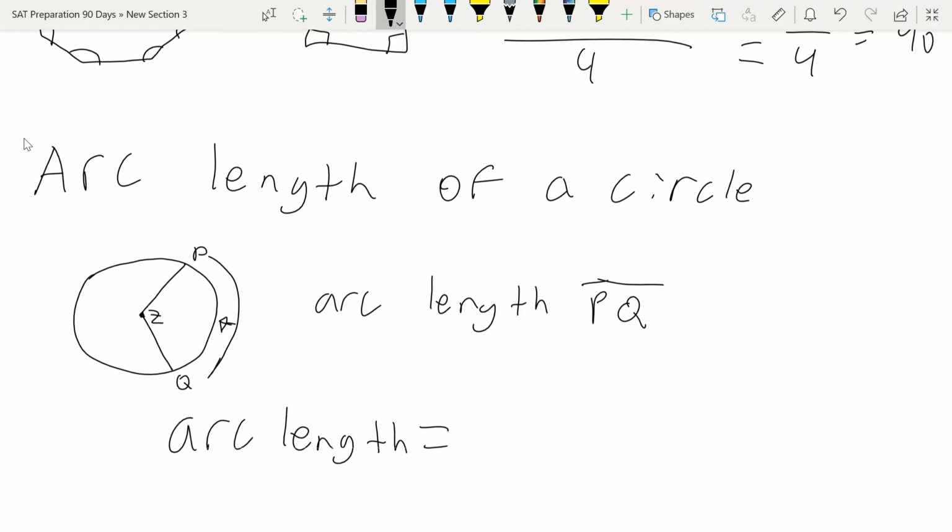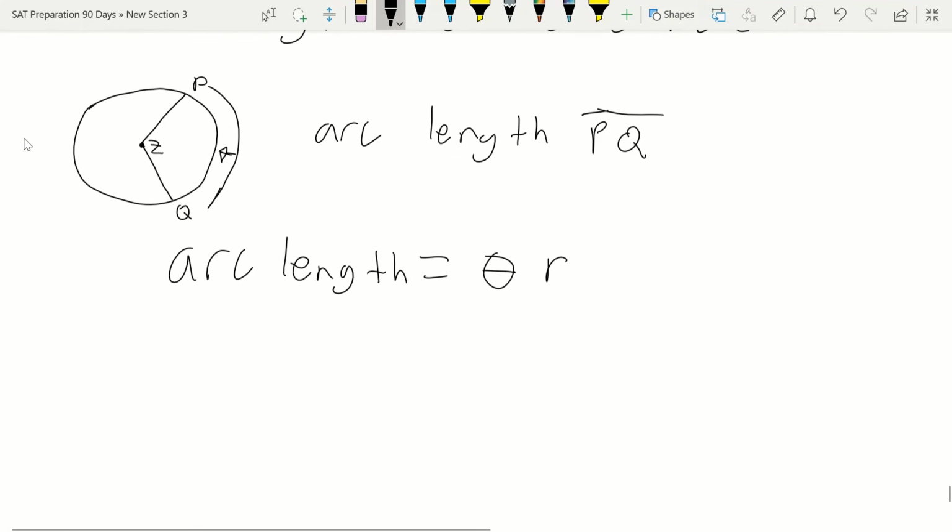We're going to have two equations. The first one is if we're using radians. It's going to be our angle theta in radians multiplied by our radius, and that's the easiest equation. So if you're given your angle, your theta in radians, and you have the radius, use this equation because it's much, much faster.